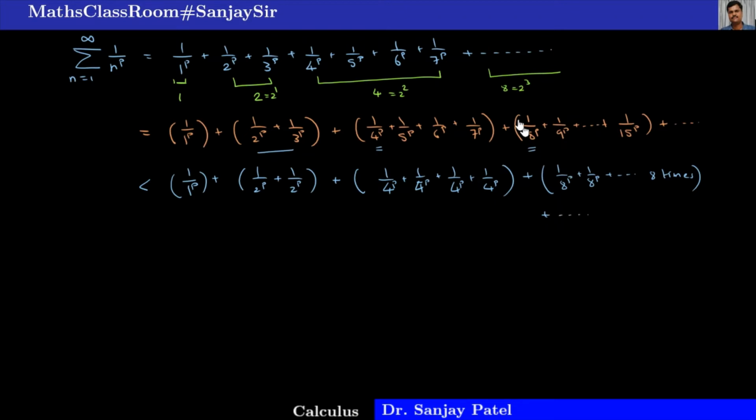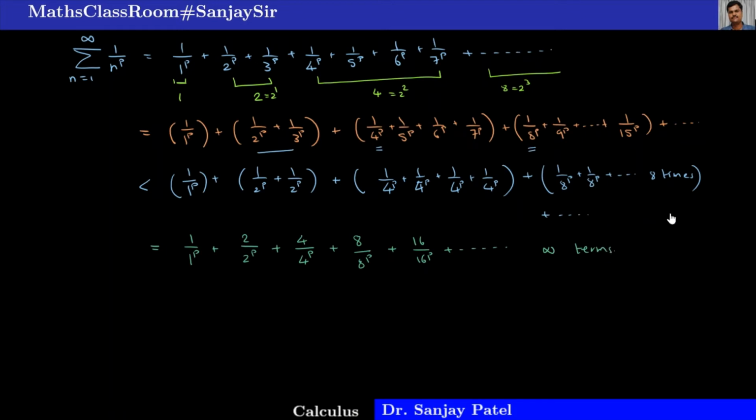Okay, so let us simplify this. If you simplify, what you will get is this is equal to 1 upon 1 raised to p plus 2 times 1 upon 2 raised to p. This is 1 upon 4 raised to p plus 1 upon 4 raised to p, 4 times. So 4 times 1 upon 4 raised to p, then 8 times, this bracket contains 8, 1 upon 8 raised to p, so 8 times 1 upon 8 raised to p, then 16 times 1 upon 16 raised to p, and so on, up to infinite terms.